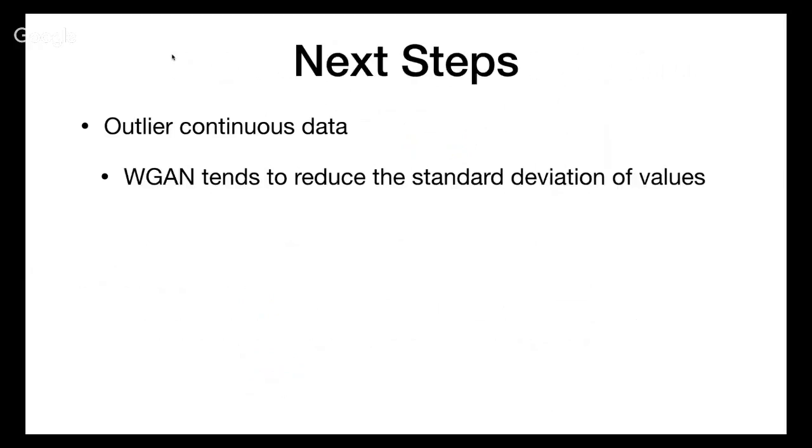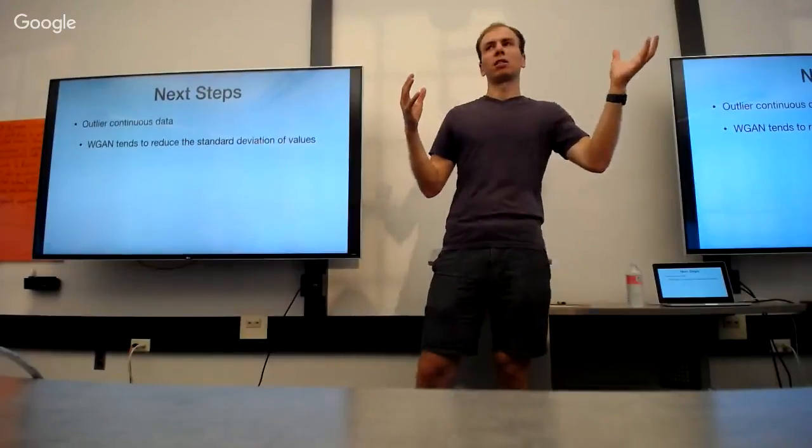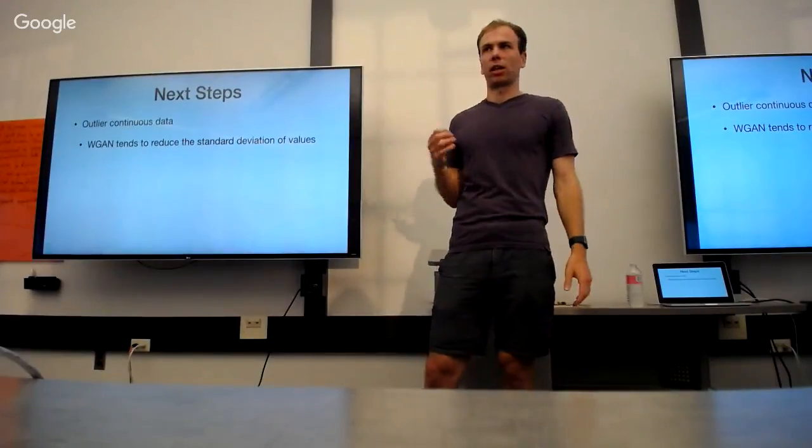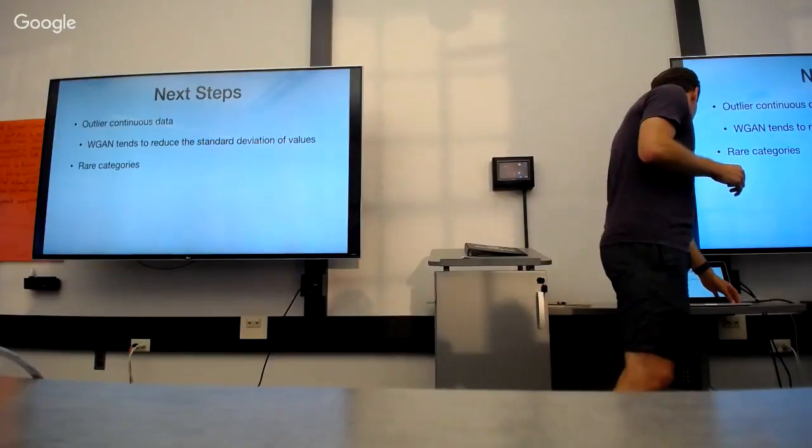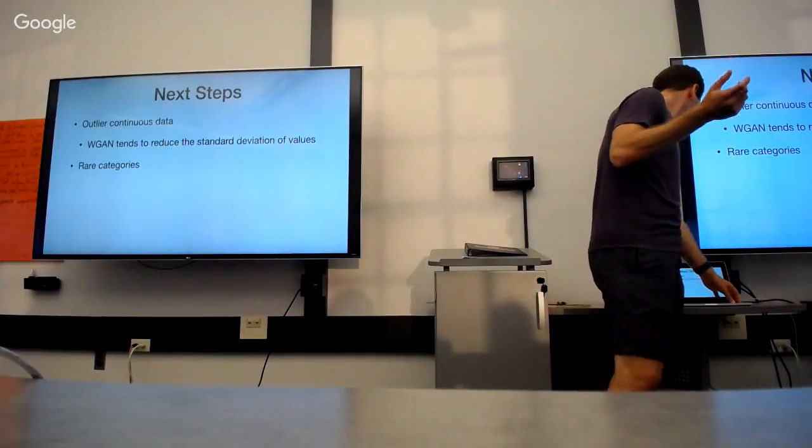So things like the synthetic data vault format could be changed to have overlapping distributions or something like that, to try and change the distribution of the data. Some of the other things you could do are change the loss in the Wasserstein GAN to not penalize outlier data as much or something like that. But it is tricky. Same with rare categories, similar idea.